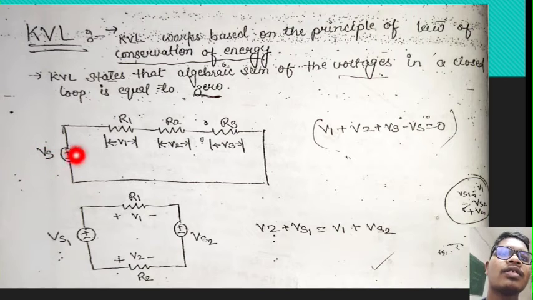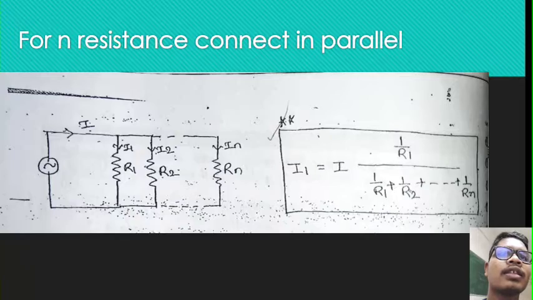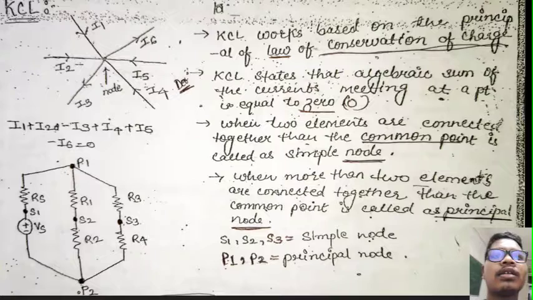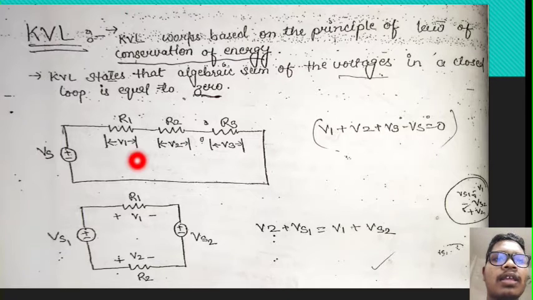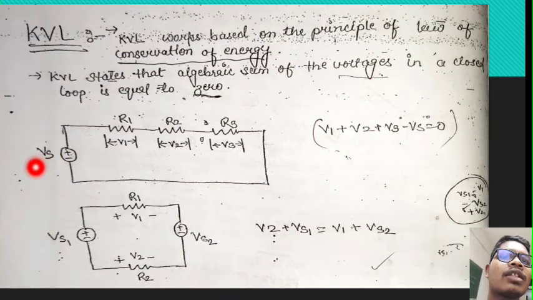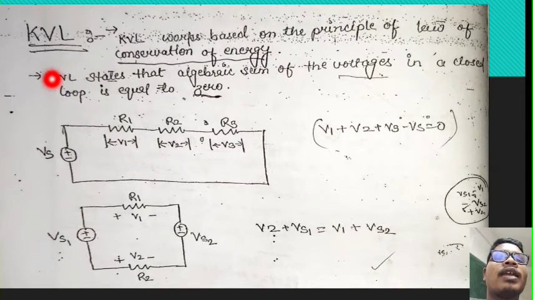See here, one voltage source is connected to resistances. I have already told you that in the KCL or current division rule case, the resistances, inductances or capacitances are connected in parallel. But in this case the resistances are in series, so the voltage will be divided across V1, V2 and V3. By applying KVL, the total voltage added is equal to 0.